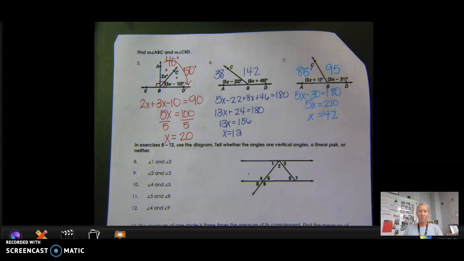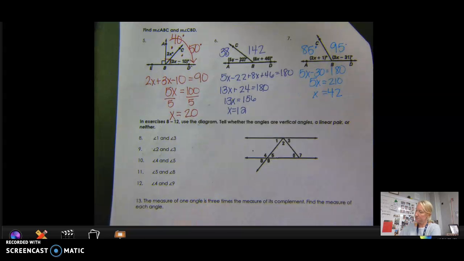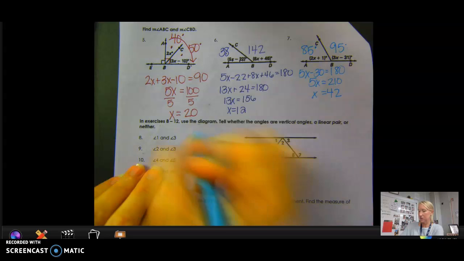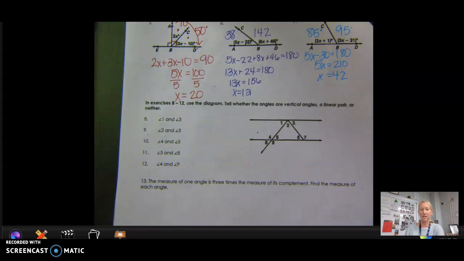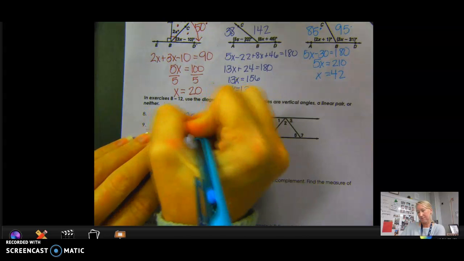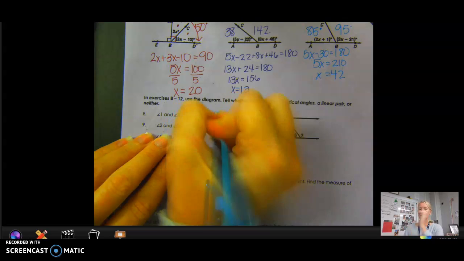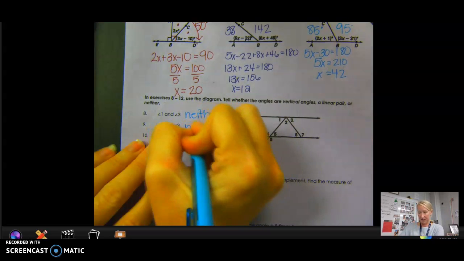In the diagram, tell whether the angles are vertical, linear pair, or neither. So 1 and 3, those two. Actually, I want you to try all these on your own and then unpause me when you're done to see how well you did. So 1 and 3 are neither. They're not vertical angles because they don't share the same lines. 2 and 3 are neither also.